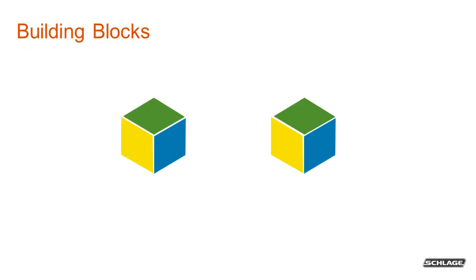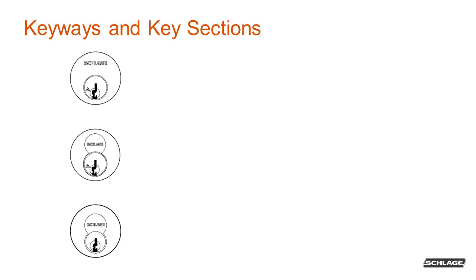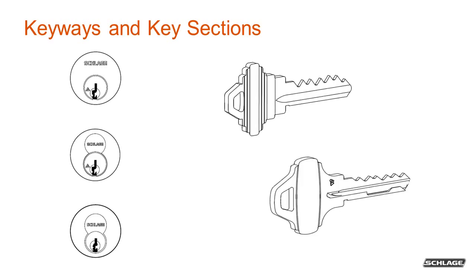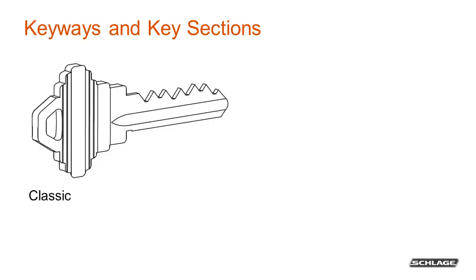Let's begin by defining some terms, the building blocks we will use throughout the video. This will make sure we have a common understanding of the way Schlage uses these basic terms. The first terms are keyways and key sections. Keyway refers to the opening in the cylinder where the key goes, and key section refers to the shape of the key. Schlage pin tumbler keyways have been in use for many years.